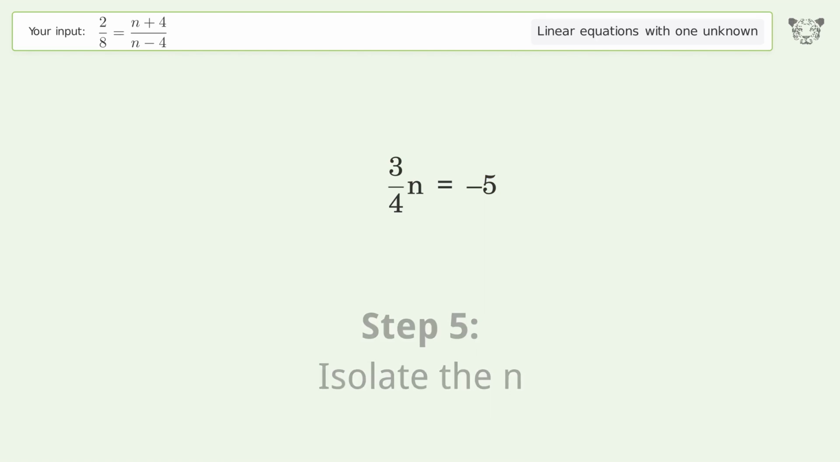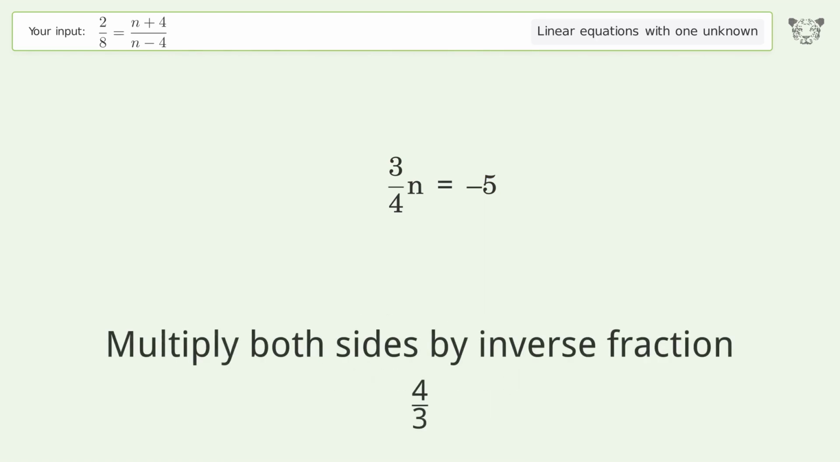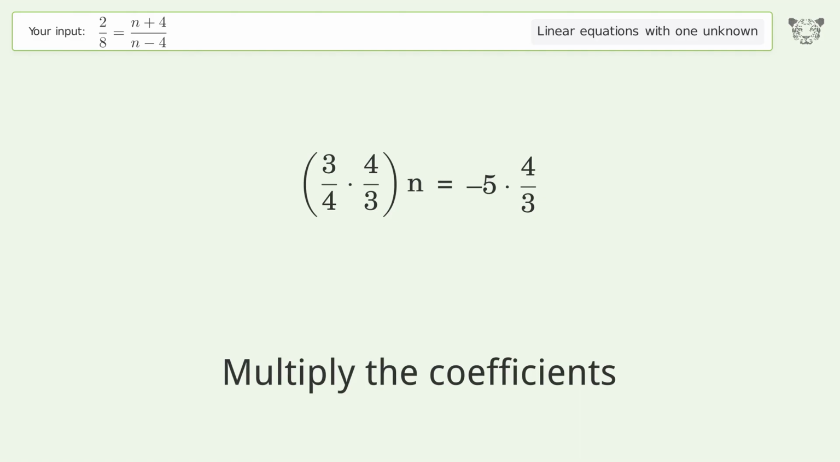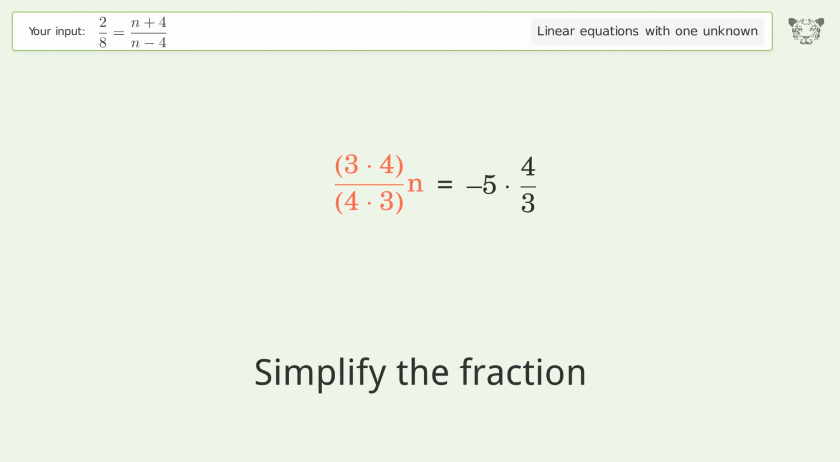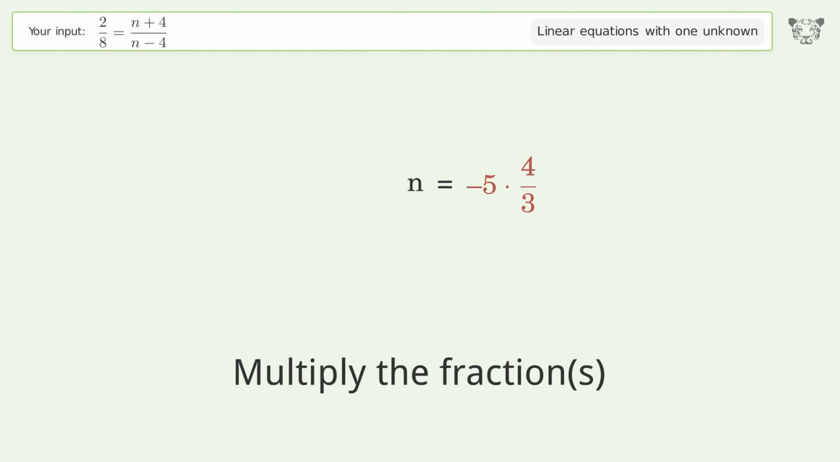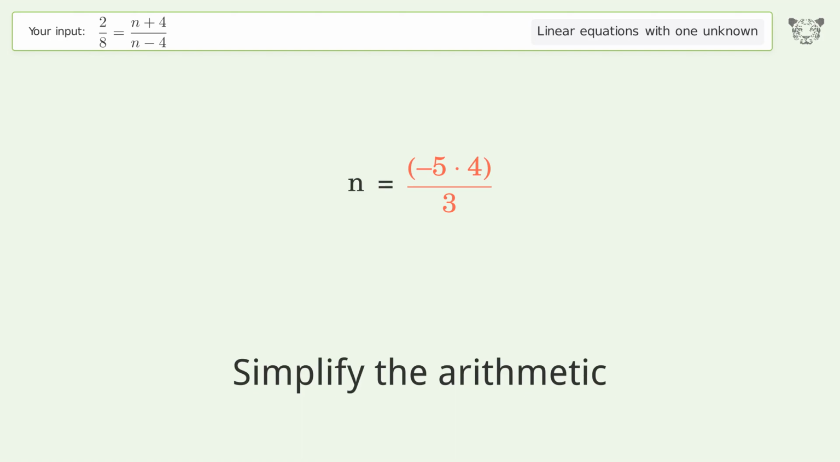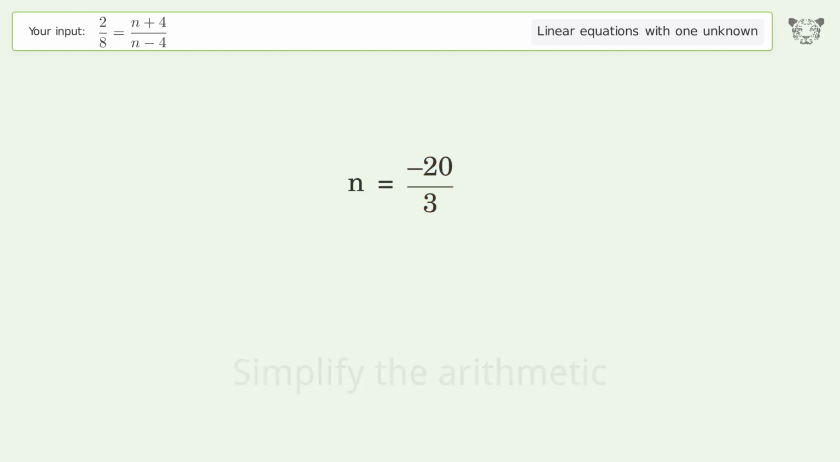Isolate the n. Multiply both sides by inverse fraction 4/3. Group like terms. Multiply the coefficients. Simplify the fraction. Multiply the fractions. Simplify the arithmetic. And so the final result is n equals -20/3.